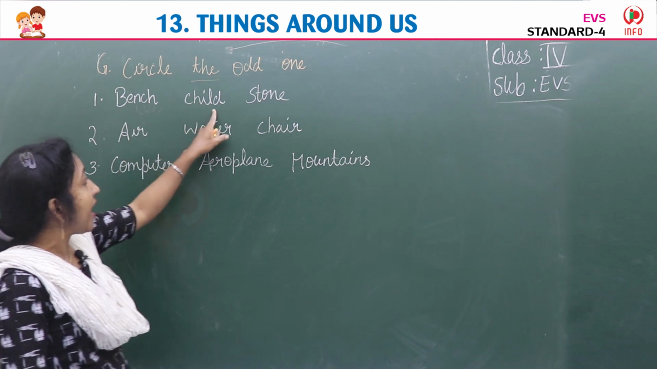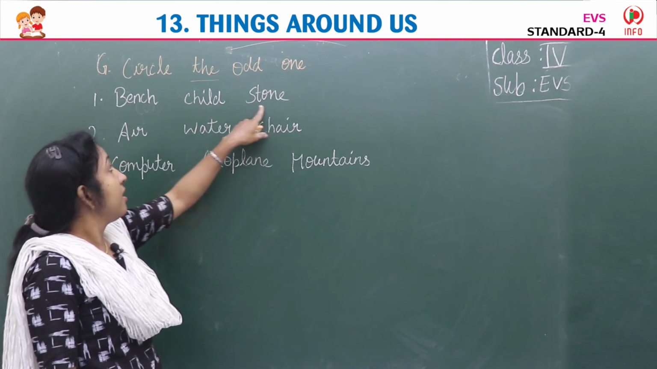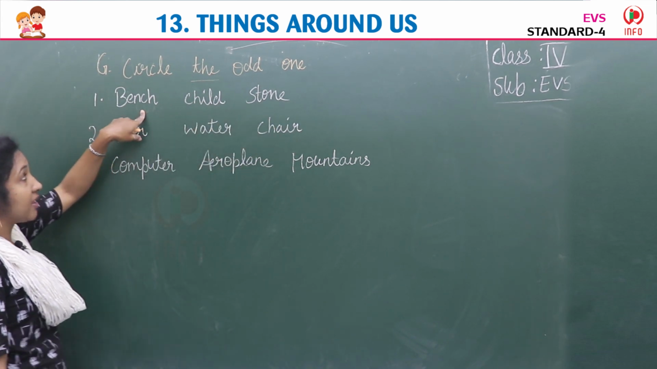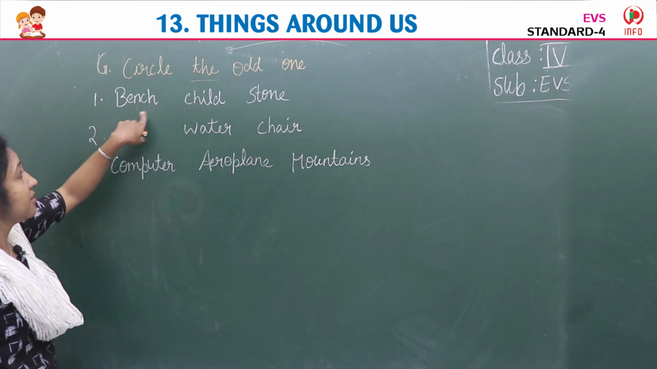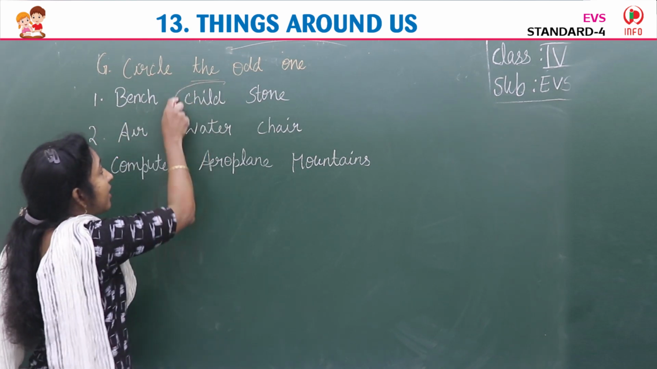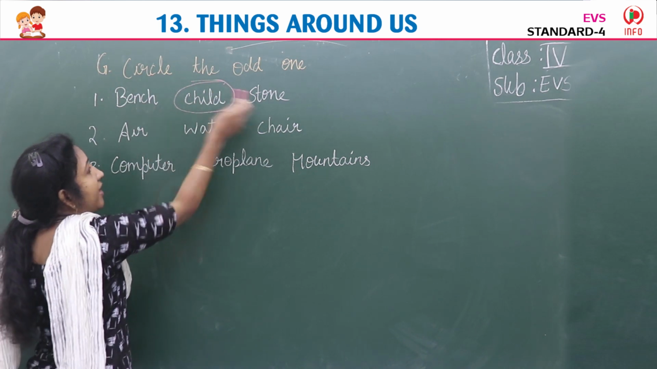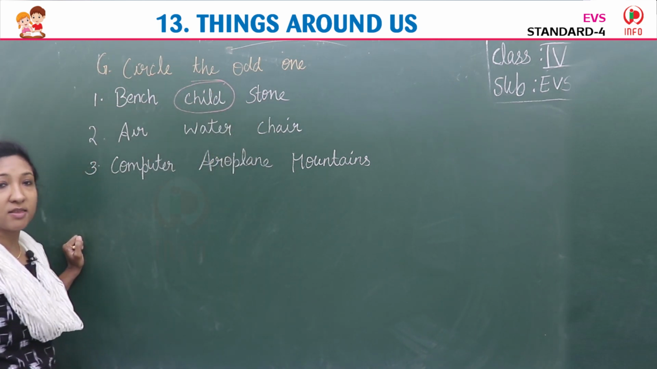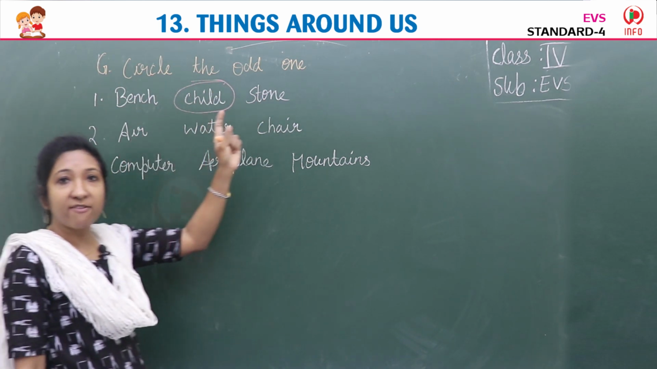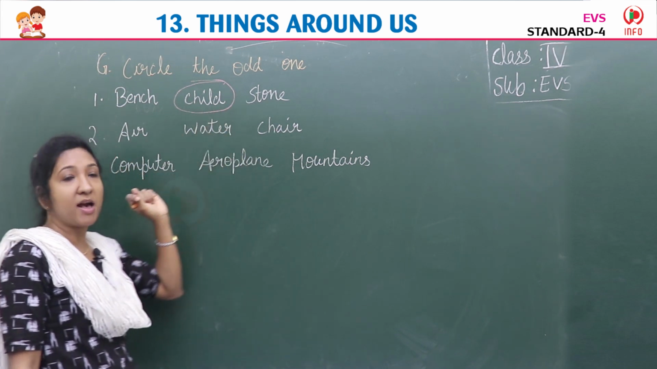So bench, child, stone. Among this living thing is what? Yes, child, isn't it? Child. Bench and stone is non-living thing. So hint we have given as living thing, so child we marked.